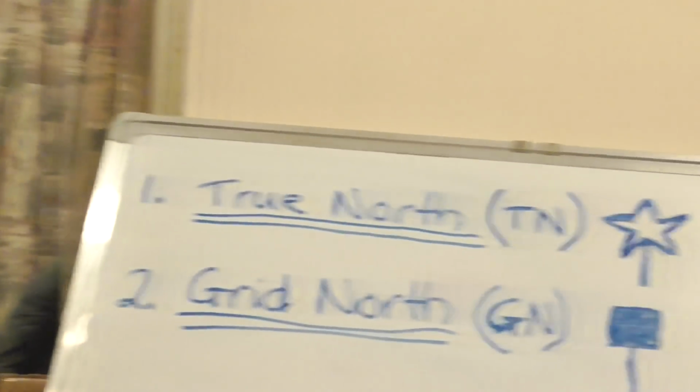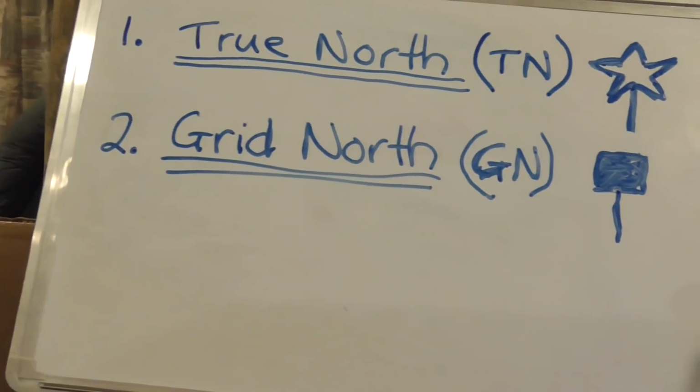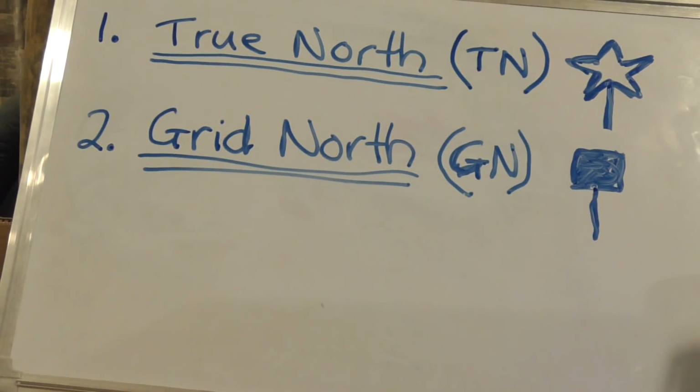And that's for all maps. All maps have a grid north. They all have a north point pointing to the top of the map. So the next north point we're going to talk about is called magnetic north.